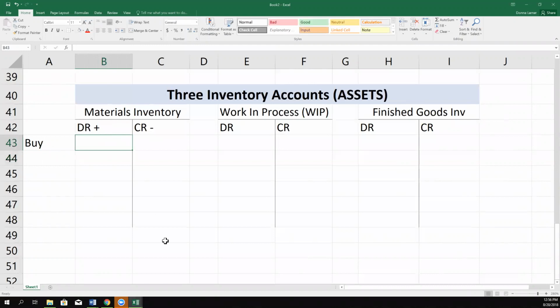The reason that we would credit materials inventory is when we use up some or we move some material to the factory floor. If the assembly line calls to the warehouse and says, please send us out some more, we're running low, it's going to come out of this account. So we're going to reduce materials inventory and we're going to increase work in process.